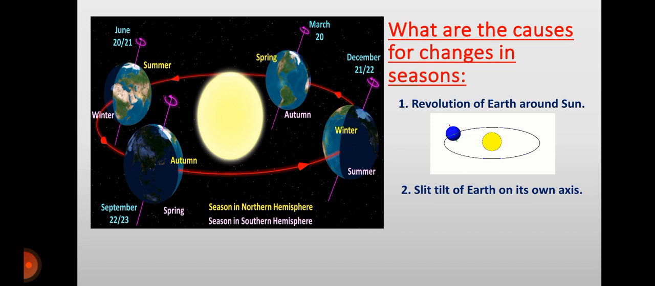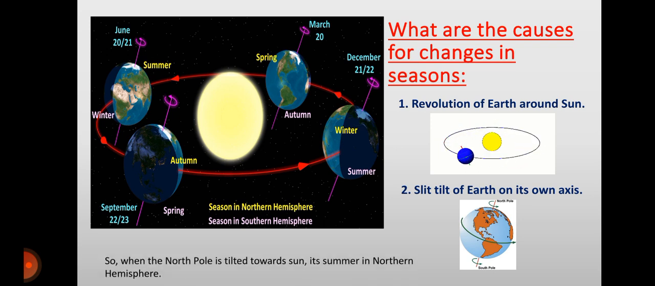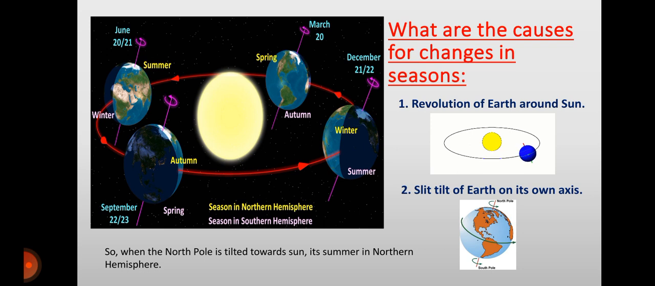And the second reason is the slight tilting of the earth on its own axis. If you see the first image of December, the southern hemisphere is slightly more tilted towards the sun. So that will cause summer there and winter on the opposite hemisphere. So these are the two main reasons for the changes in the seasons. When the North Pole is tilted towards the sun, it is summer in the northern hemisphere, and when the southern pole is tilted towards the sun, it's summer in the southern hemisphere.